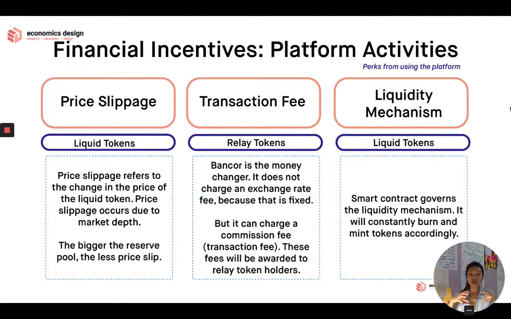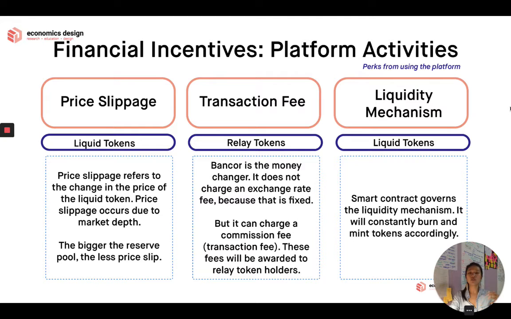And when you have very little DAI and very little BNT in your reserve pool, the price will change even more, because you have very little reserve, and so the relative change is much greater. So we want to make sure that price slippage is less. We want to make the reserve pool bigger. That's why we have relay tokens to contribute to the reserve pool.